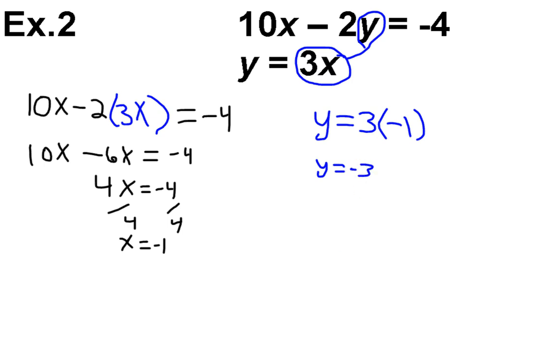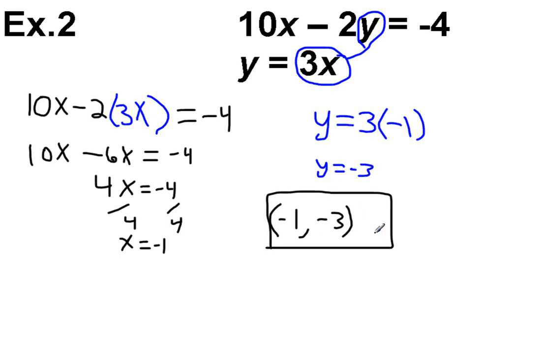and we can write that out as an ordered pair, negative 1, negative 3. Remember, when you write an ordered pair, the x always goes first, then the y. All right, good. Let's go on to number 3.